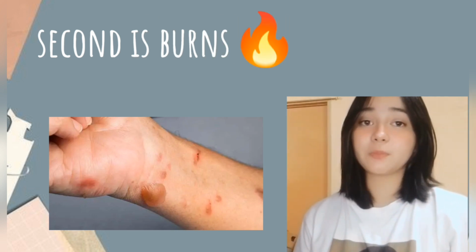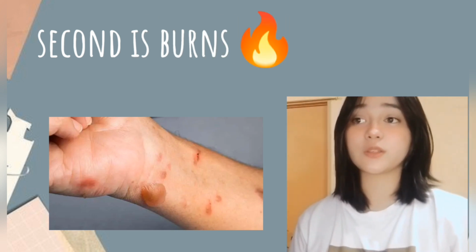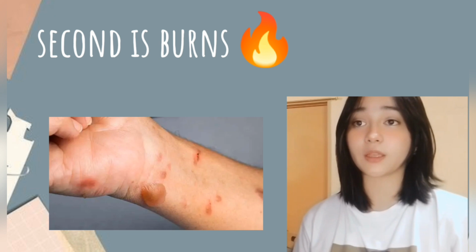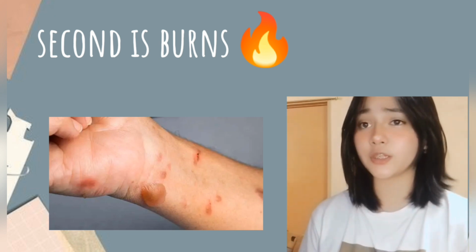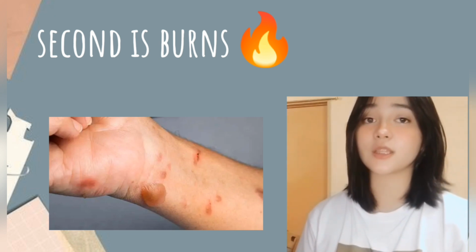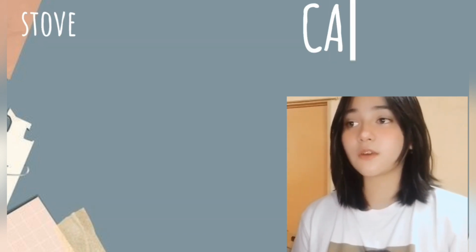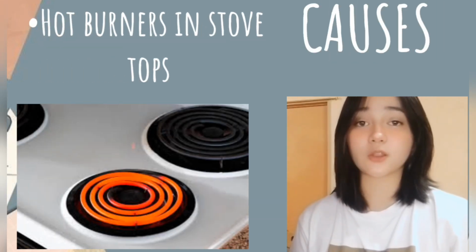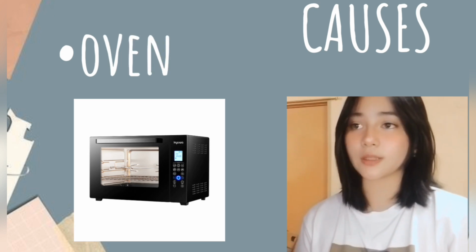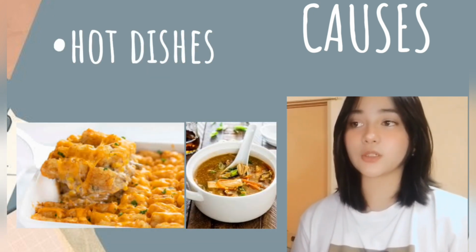The second one is burns. A burn is an injury to the skin or organic tissues primarily caused by heat, or due to radiation, radioactivity, electricity, friction, or contact with chemicals. The causes of burns are hot burners on the stove top, the oven, and hot dishes.